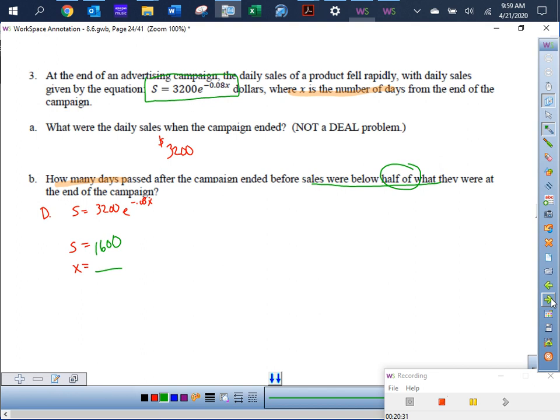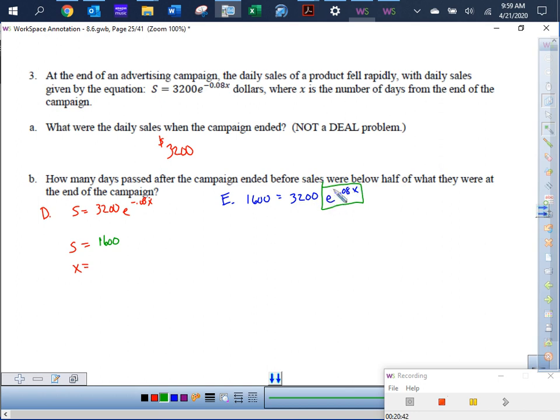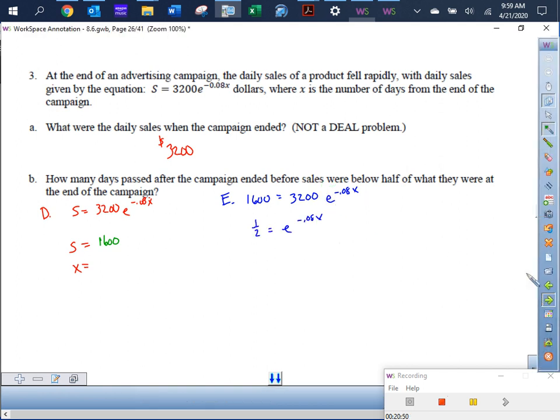So we'll sub all that in to the equation. And notice, we've got a variable up in the exponent, so we'll need to log both sides. But before we can log both sides, we've got to get this base all by itself. So we'll divide the 3,200 over since it's being multiplied. And of course, we get 1/2. That's what they wanted to know, when half of the sales were there. So it turned out to be 1/2.